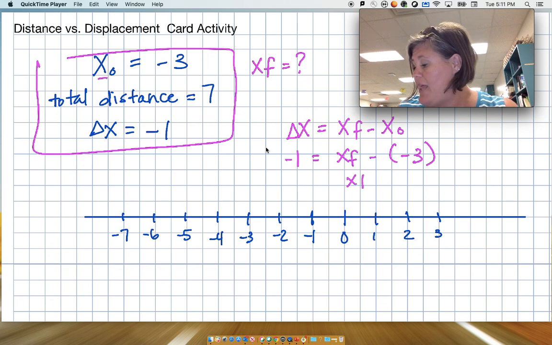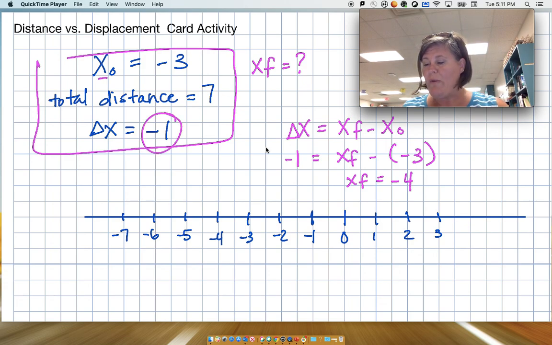So if you do the math, the final position is going to be -4, which makes sense because we want to end up 1 unit to the left, hence the negative, from where we started. Because remember, displacement defines the length and the direction from the start position. So you're going to end up 1 tile to the left of where you started.